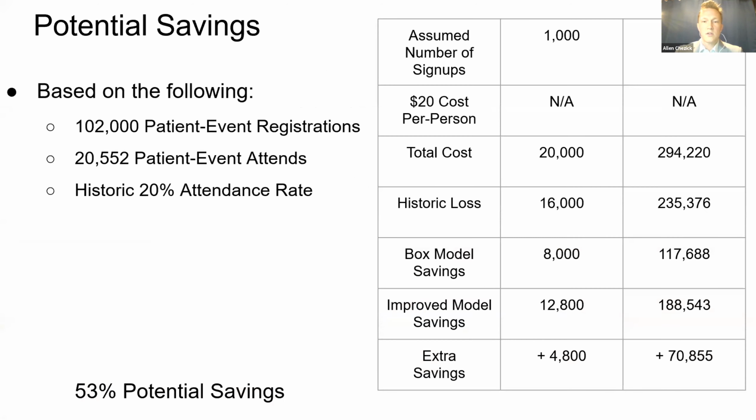So going back to historical data, this model would allow MedCamp to save up to 53%. And another way to say that is this model would save about $5,000 per 1,000 patients, assuming they spent $20 per person on individualized supplies.